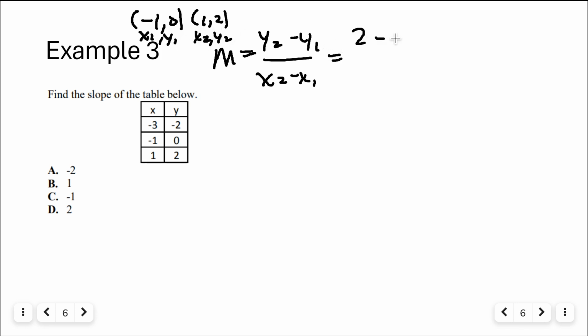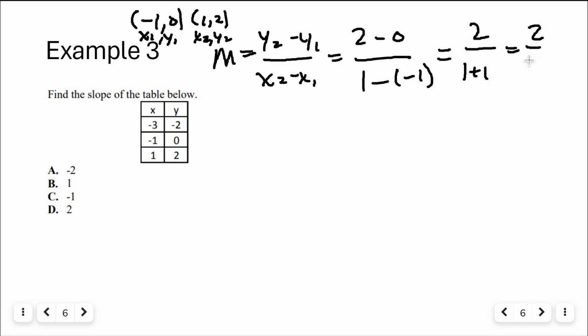y2 is 2, y1 is 0. x2 is 1 minus x1 is -1. 2 minus 0 is 2. 2 negatives in a row make a positive. So 1 plus 1 is 2. 2 over 2 is 1. There's my slope. So the answer is B, 1.